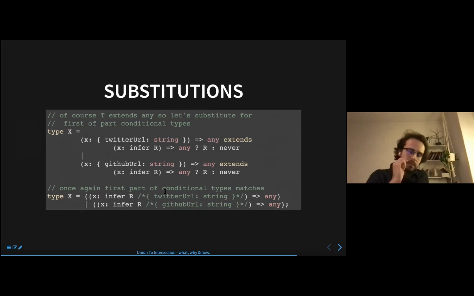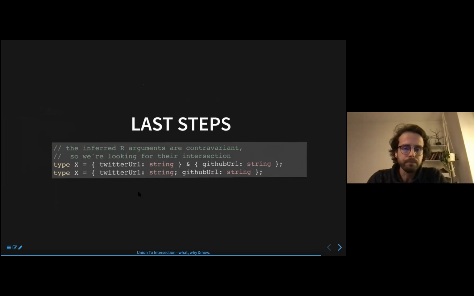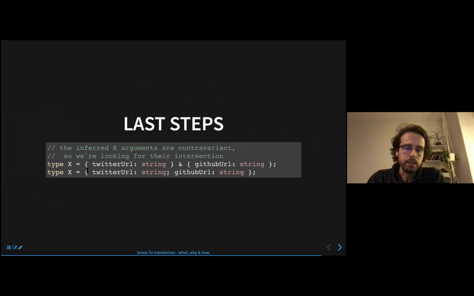And so, yeah, we're getting close to the end. The last thing is that, as we mentioned, the contravariant. We know that when we have two functions and we have a union of them, their arguments are going to be contravariant. So basically, they need to be intersected. Both object types need to be intersected, and as a result, we're going to have the intersection of these two objects, one object type with these two properties.